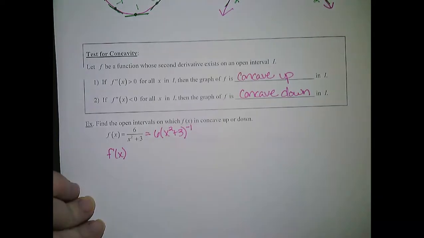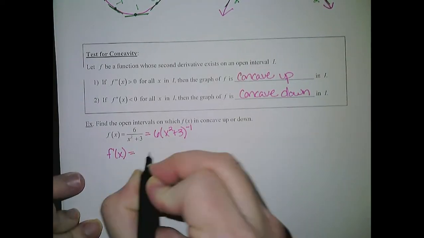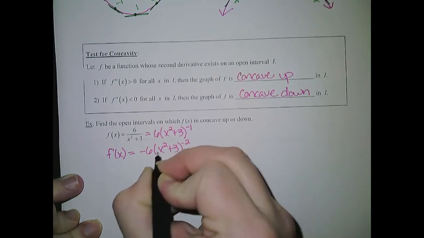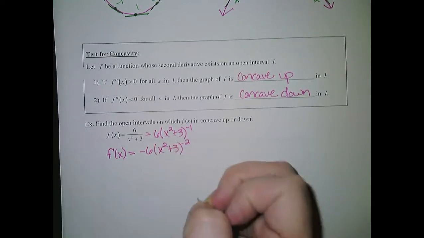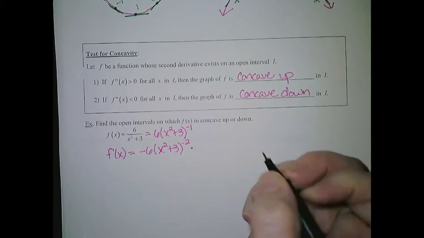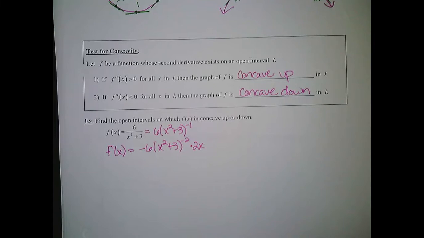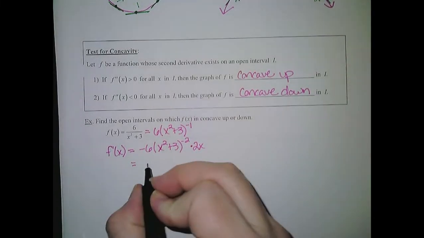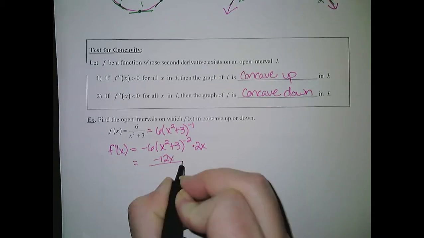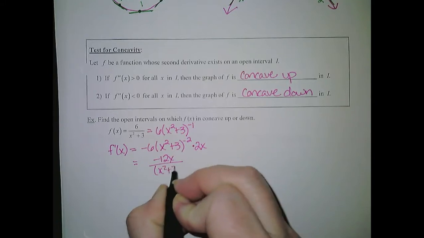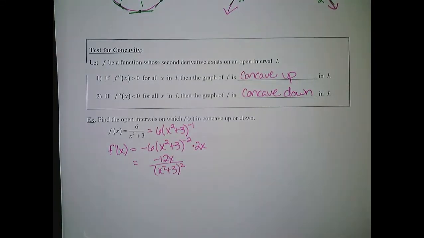So then the first derivative will be equal to negative 6 times (x squared plus 3) to the power of negative 2. And then we have to take the derivative of the inside there. We've got to complete the chain rule. The derivative of x squared plus 3 will be 2x. So we would have negative 6 times 2x gives us negative 12x. And we can move this down to the denominator if we want. So that's our first derivative.